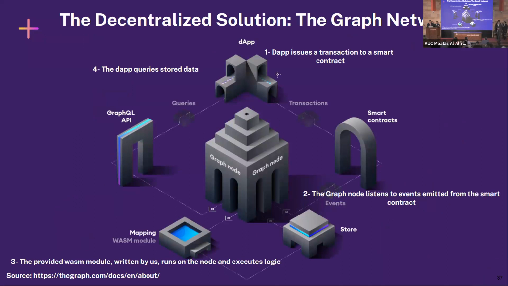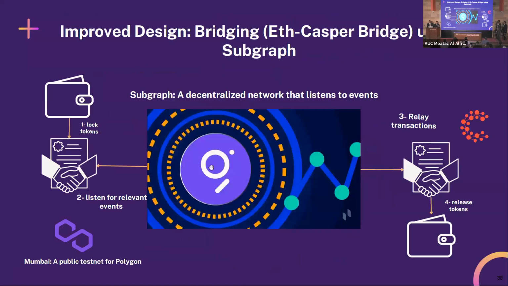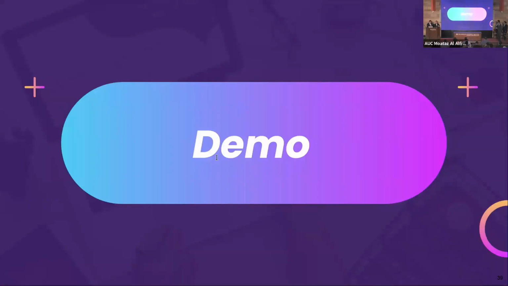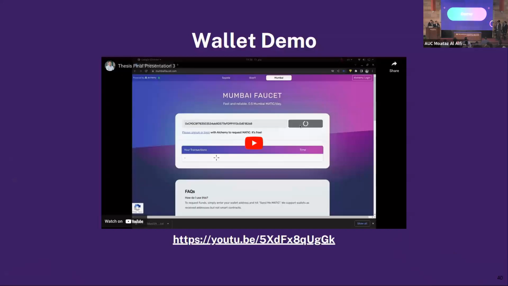So here is the workflow. If there is a DApp on Ethereum, for example, and it issues a transaction to a smart contract, the smart contract will execute a function call that will emit an event. So the graph node will listen to that event and store it into a database according to a WASM module that we are providing. So the subgraph node will take the place of the central server. So we are transferring our trust assumptions from our central server to the subgraph. Now with a quick demo for our wallet.